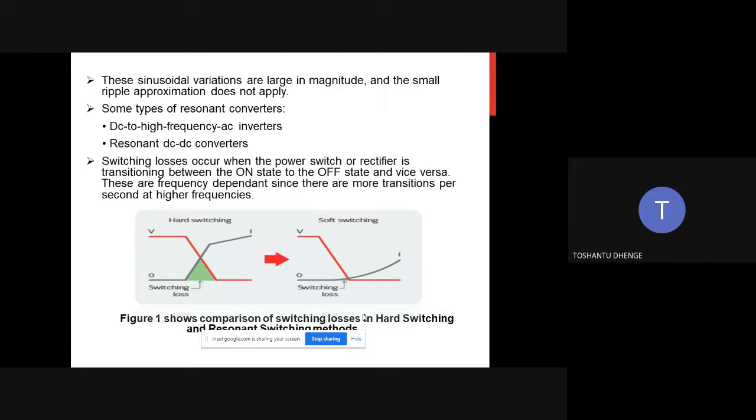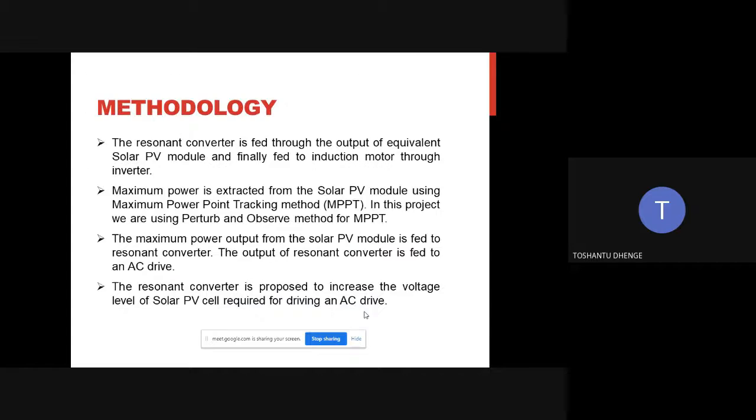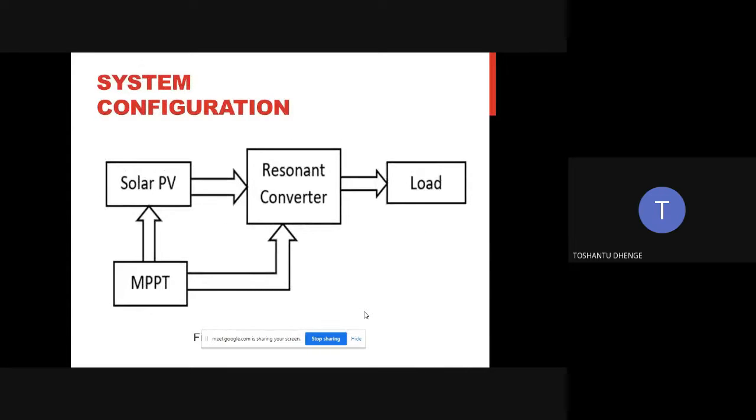So let's see the basic structure of the circuit. The resonant converter is fed through the output of the equivalent solar PV module, which is finally fed to the induction motor through an inverter. And to increase the output extracted from the PV module, maximum power point tracking is employed with the circuit. And the further presentation will be continued by Bhavna Chaudhary.